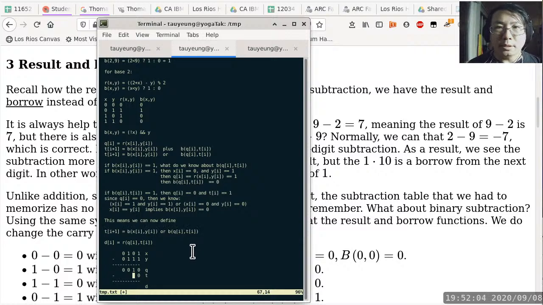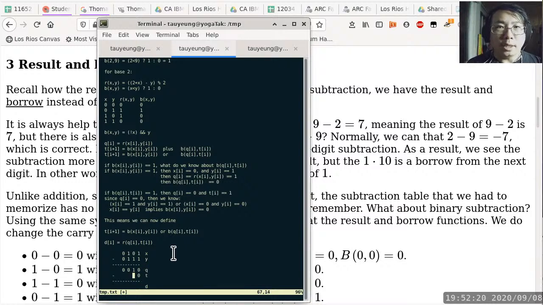So let's go ahead and take a look at T of 1 here. T of 1 is asking, do we have a borrow when we have 1 minus 1? The answer is no. Or do we have a borrow when we subtract 0 from 0? The answer is no too.